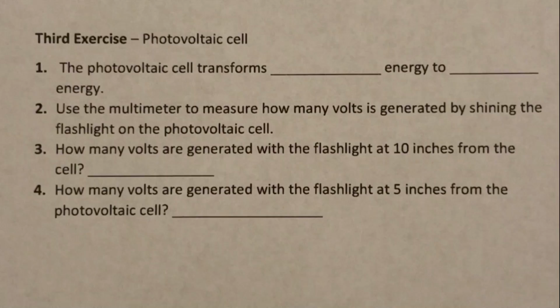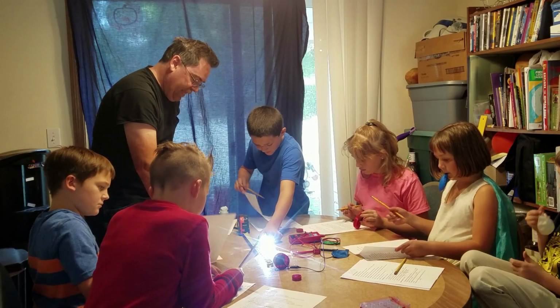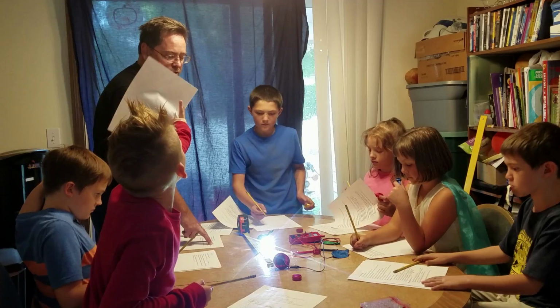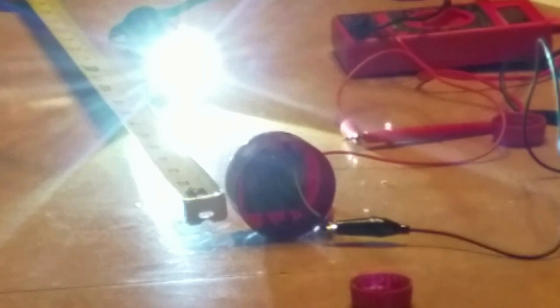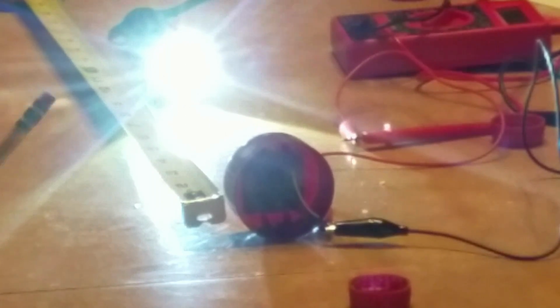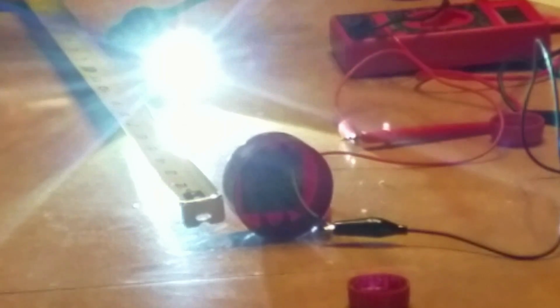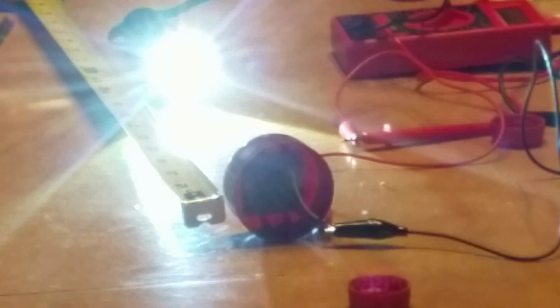Everyone write that down on your sheet. The photovoltaic cell transforms blank energy into blank energy. So what are we doing? We're turning light energy into electrical energy. Using the multimeter to measure how many volts is generated by shining the flashlight on the photovoltaic cell. So how many volts are generated with the flashlight 10 inches from the cell? We got 0.24 volts. So that's a quarter of a volt roughly. So 0.24 on number 3. Okay, everybody got that?